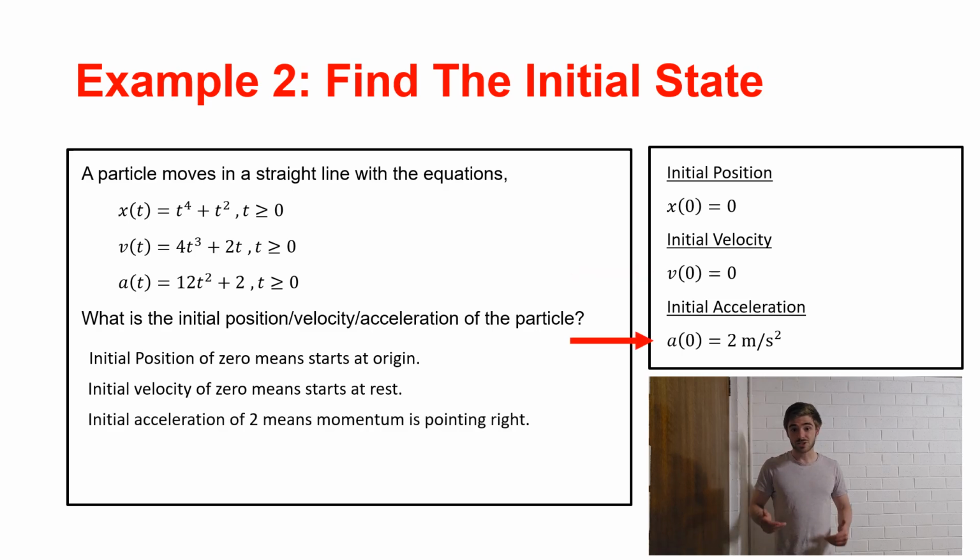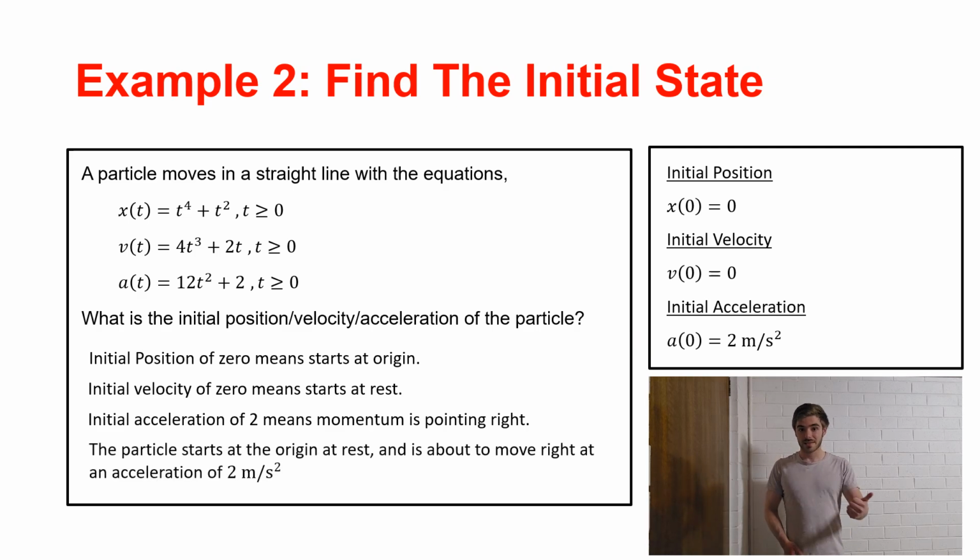And finally, the initial acceleration of 2 meters per second squared means that we have momentum pointing towards the right, since once again positive means going to the right and negative would mean going to the left. We can then put this all together by saying that the particle starts at the origin, at rest, and it's about to move to the right at an acceleration of 2 meters per second squared.